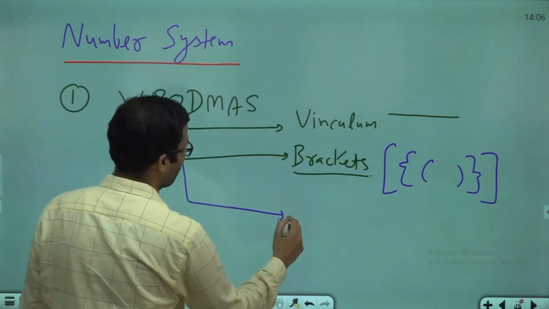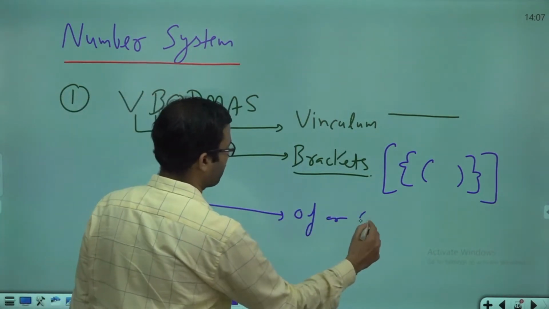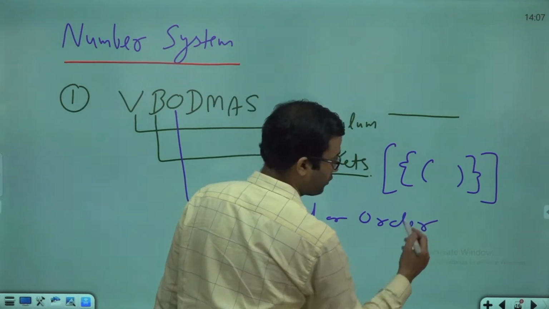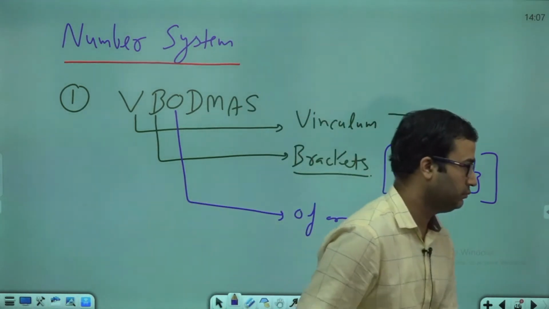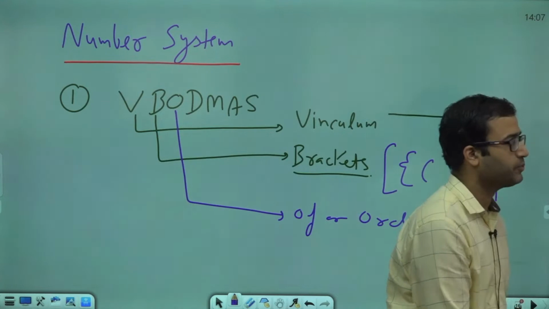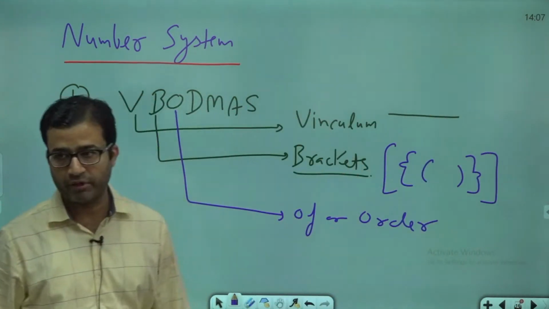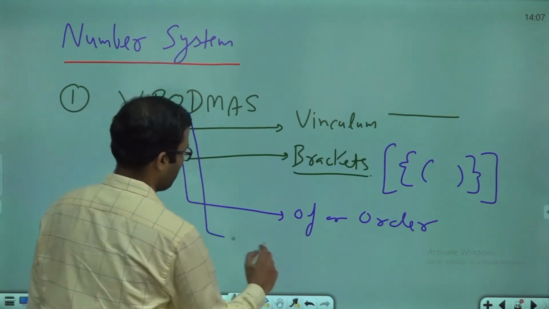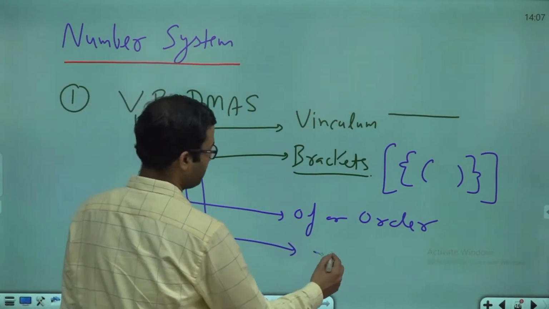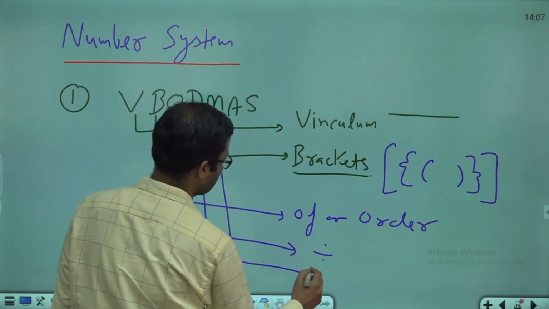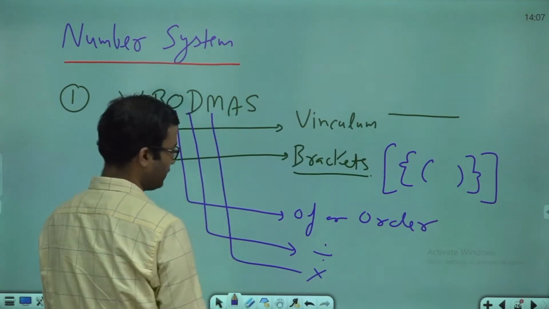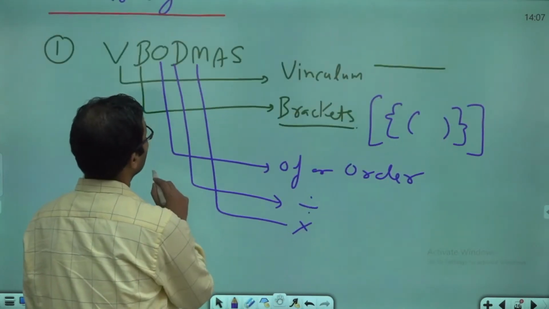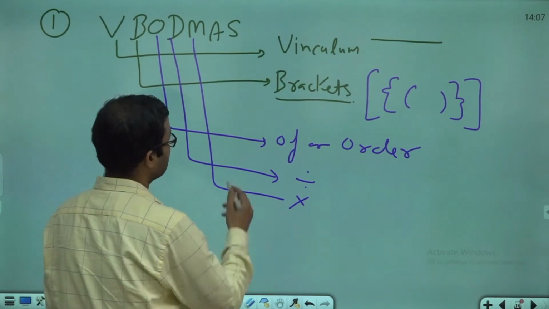O stands for of or order. Order means power, if there is a power in the calculation. D stands for division. M is multiplication, A addition, S subtraction.